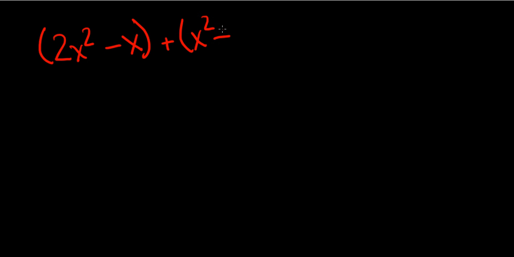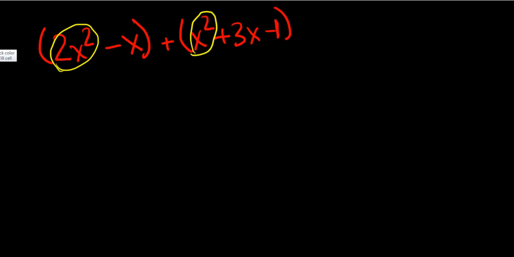Now let's look at another example of adding polynomials. This time we have 2x squared minus x in parentheses plus x squared plus 3x minus 1. Let's look for like terms. We can see that we have a 2x squared and an x squared. When we have just an x squared, it basically means 1x squared. So we can combine these two terms, and when we combine them, we get 3x squared.